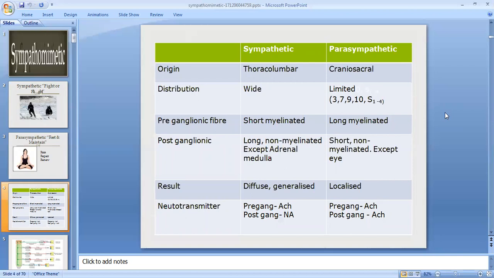The preganglionic fibers of the sympathetic system are short and the postganglionic fibers are long, while the preganglionic fibers of the parasympathetic system are long and the postganglionic fibers are short. The net effect of the sympathetic system is diffused while that of the parasympathetic system is localized. Neurotransmitters in the sympathetic nervous system are acetylcholine and norepinephrine, while in the parasympathetic system it is acetylcholine, both preganglionic and postganglionic.